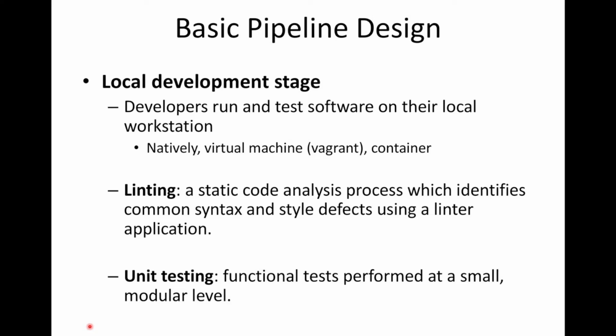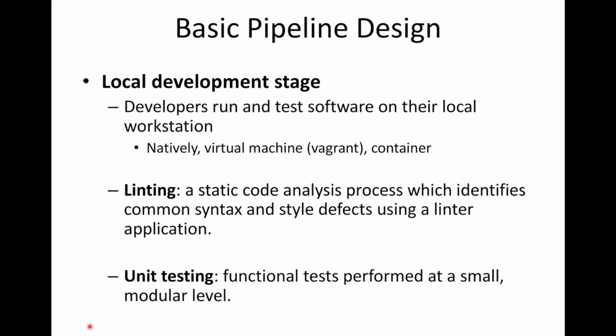So how do you go about building a pipeline? A pipeline consists of multiple stages, and I'll walk you through a very basic pipeline and some of the common stages that you would encounter when building out a software deployment pipeline. The first stage is the local development stage. And this stage isn't running on the CI/CD system, on the Jenkins system. This stage is typically happening on the developer's workstation.